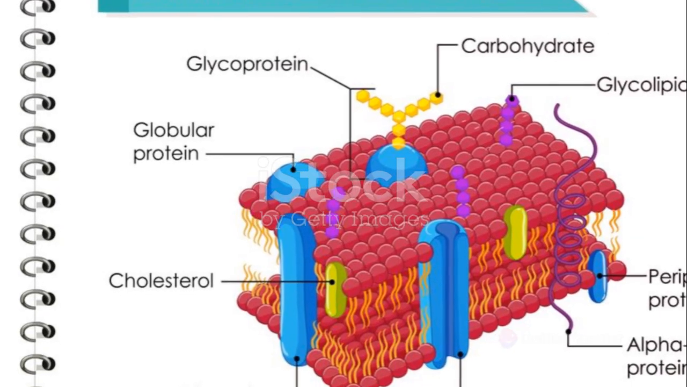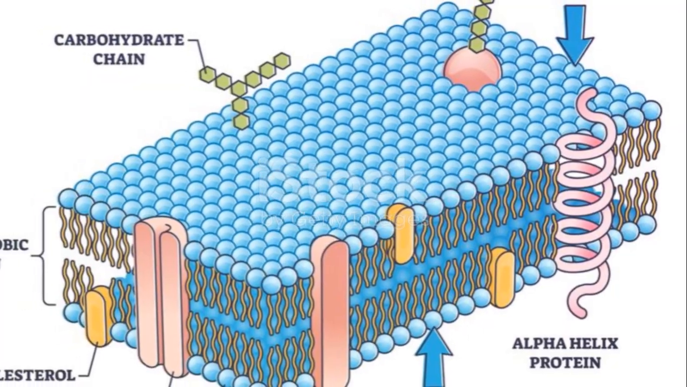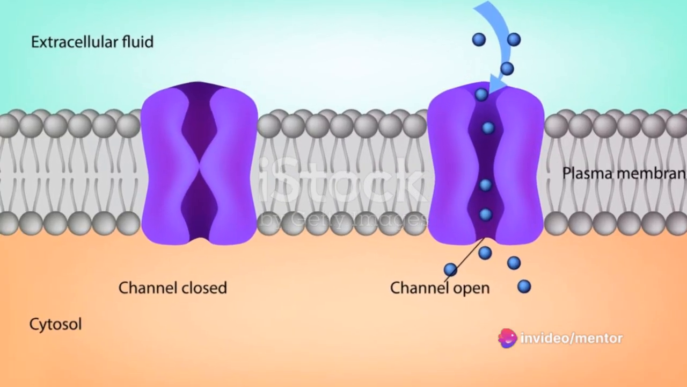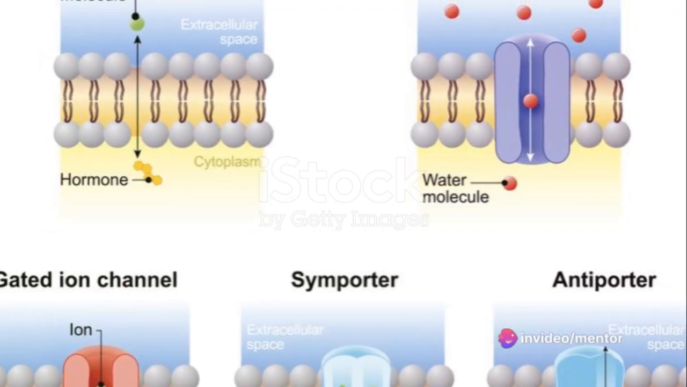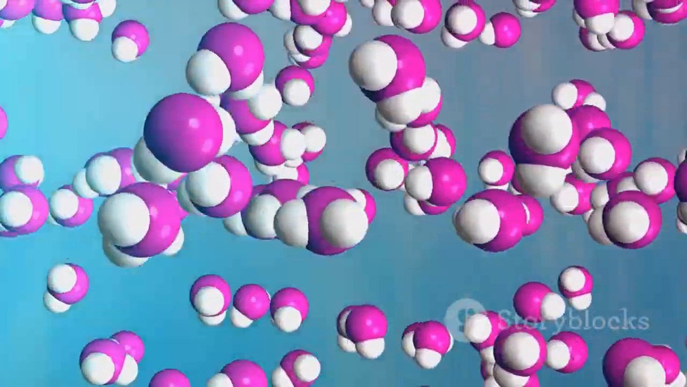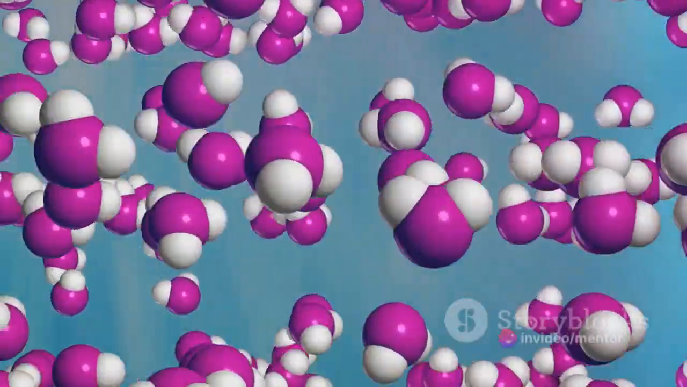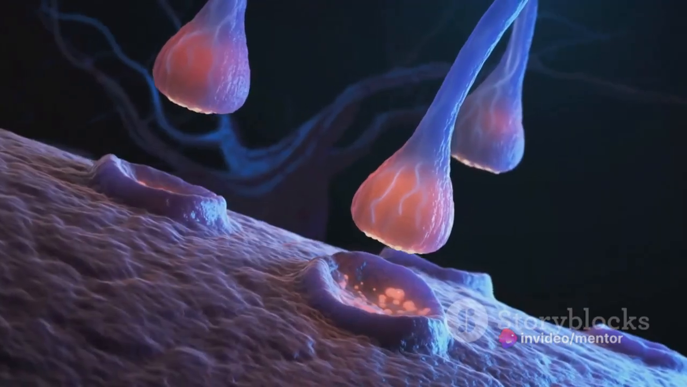First and foremost, the cell membrane displays selective permeability. This means it allows certain substances to pass through while restricting others, a crucial property for maintaining internal homeostasis. The cell membrane also facilitates transport. It enables the movement of ions, molecules, and nutrients into and out of the cell via various mechanisms, such as diffusion, osmosis, facilitated diffusion, and active transport.